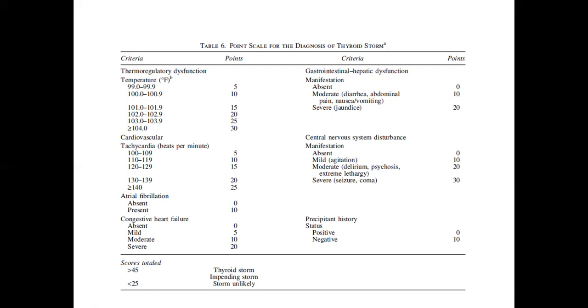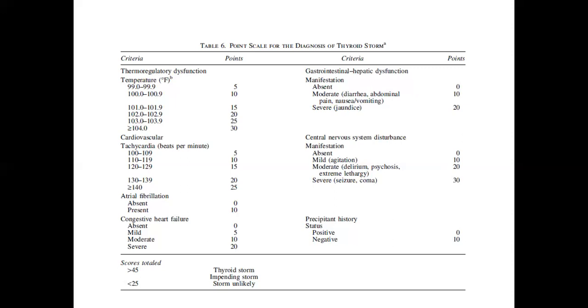With regards to gastrointestinal hepatic dysfunction, if there is severe jaundice, these patients are given 20 points, while if there is a moderate manifestation that includes diarrhea, abdominal pain, nausea, and vomiting, 10 points are given to this category. With regards to the central nervous system, if there is severe involvement with seizure and coma, 30 points are given, while if there is mild agitation, then 10 points are given.